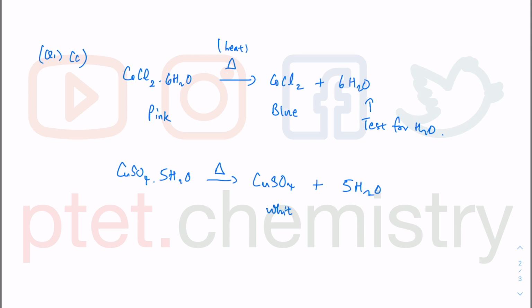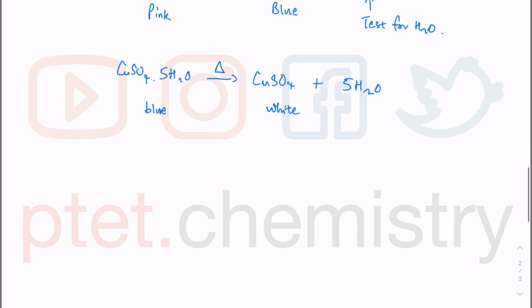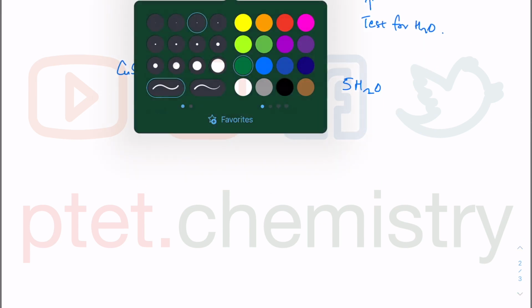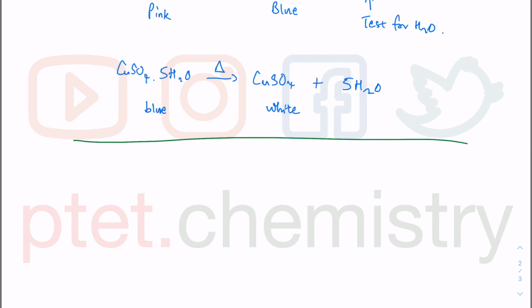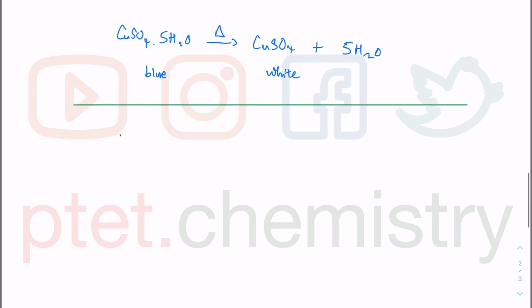This is a white solid, this is a blue solid. So in the presence of water, the white solid will turn blue, telling you that water is present. Anyway, this question is not about either of these. It's about cobalt nitrate, which is also hydrated.